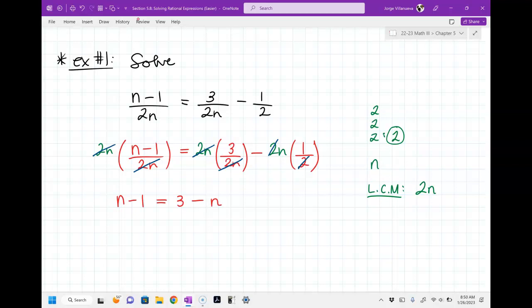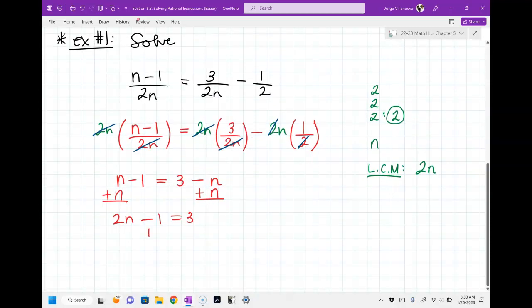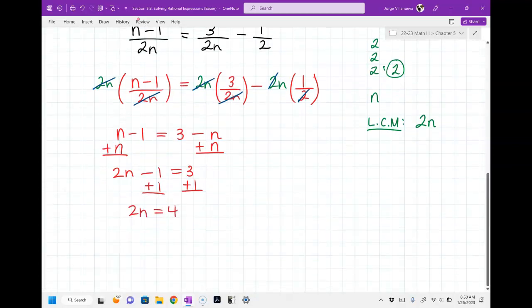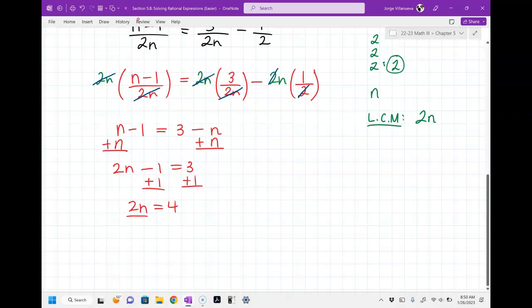And now this isn't scary anymore. This is just an expression. I can do that. So let's combine my like terms. I'm going to add N to both sides, just to kind of combine my terms. So this is 2n minus 1 equals 3. And then I'll add 1 to both sides. So we're just doing some basic algebra 1 now. So 2n is equal to 4. And then to solve for n, I'll divide by 2. So n is equal to 2. And there's your answer.